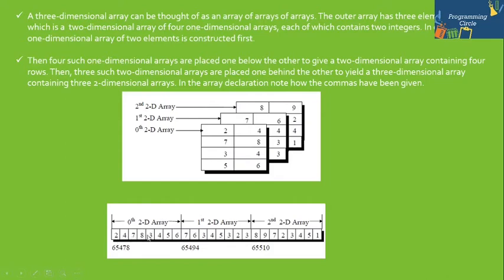1 2 3 4 5 6 7 8 elements. 8 into 2, considering each integer takes 2 bytes, so 16 bytes. So 78 plus 16, 94. 94 plus 16, 510. That means this is how things happened here.